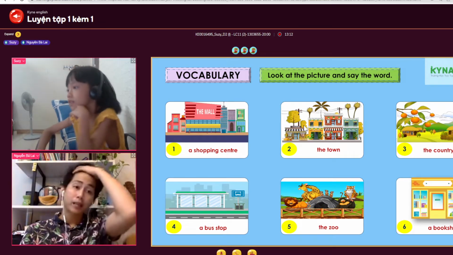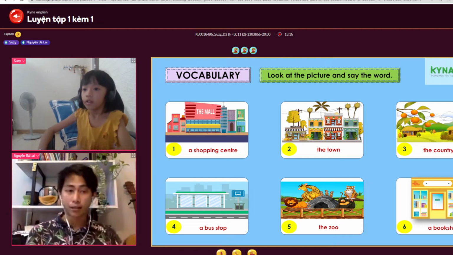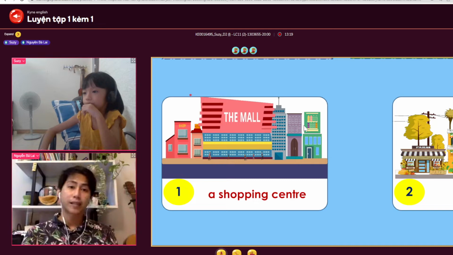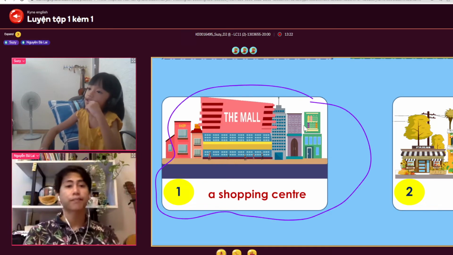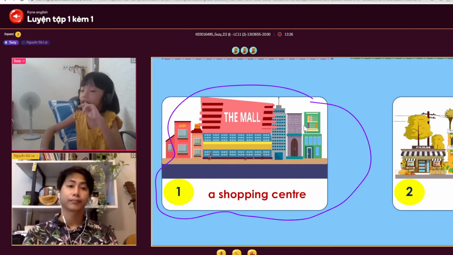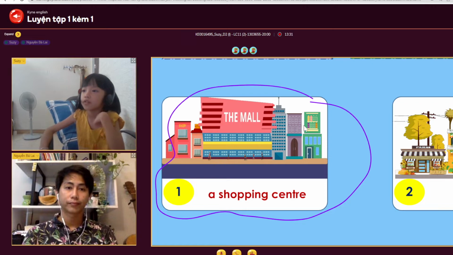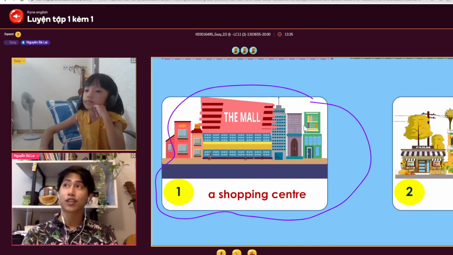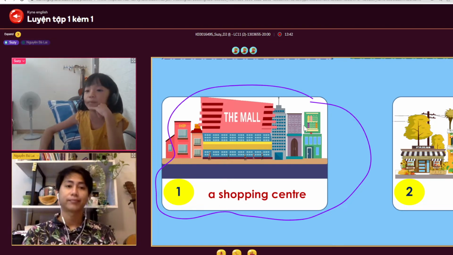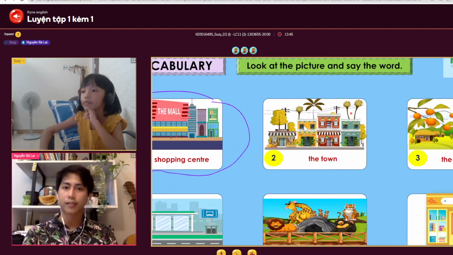All right, now let's practice making sentences with the new vocabulary, yeah? Can you make a sentence with a shopping center? You can say there is a shopping center next to, yeah. There is a shopping center next to the playground. Excellent. Now the town.